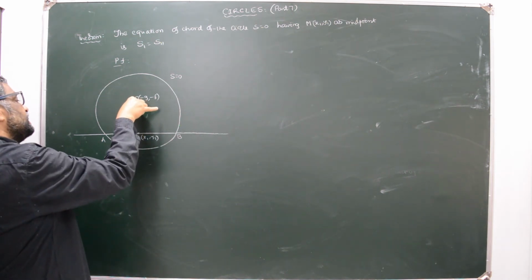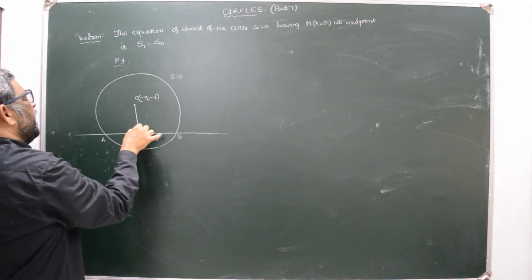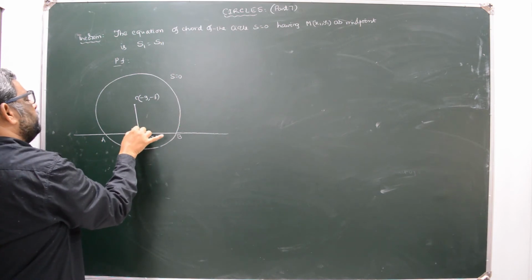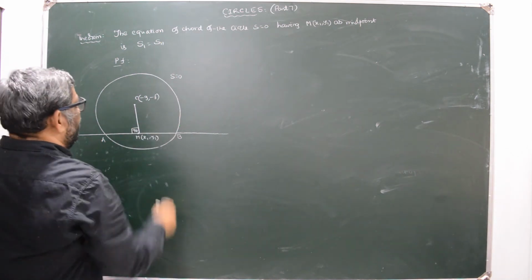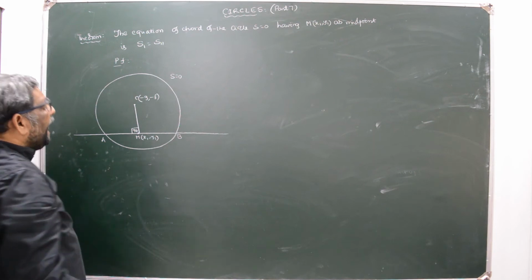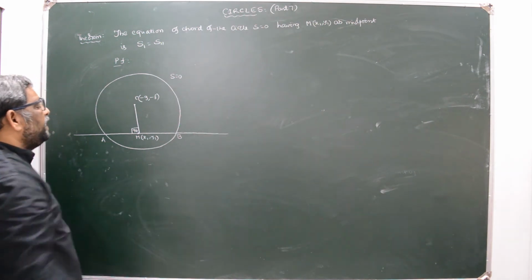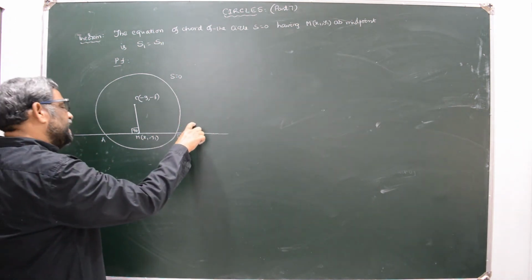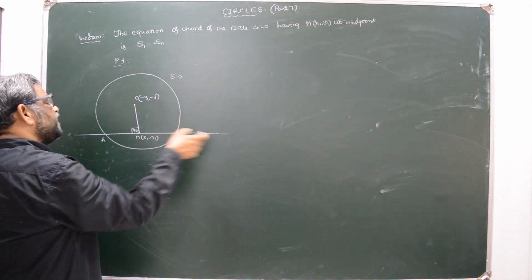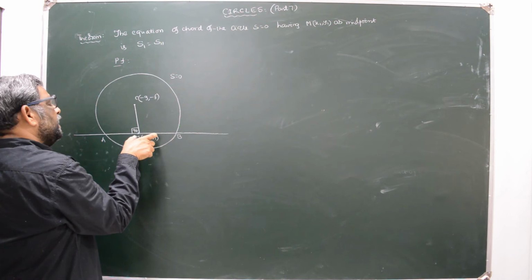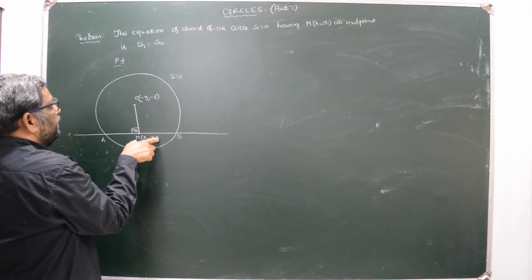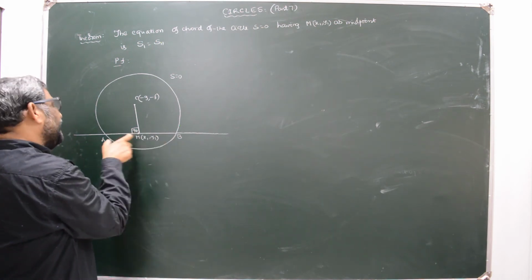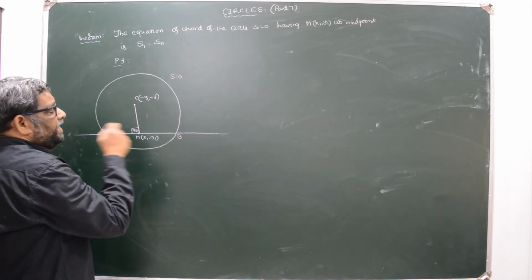I will join this. I will draw a perpendicular and this perpendicular will be meeting at the midpoint only. Now, I have to find out the equation of the chord AB. To find the equation of this line, I need the point and slope. I have already given (x1, y1) as the midpoint of this chord AB. That means a point is given. Now I need the slope.